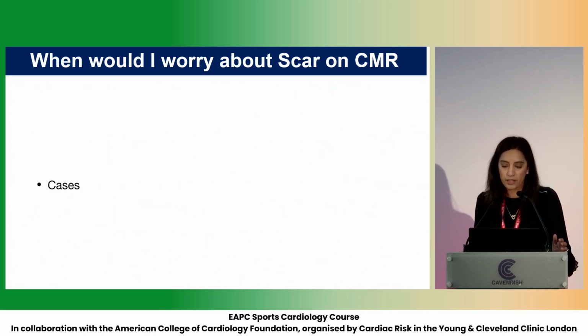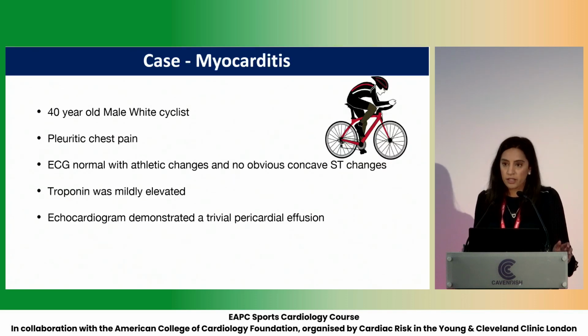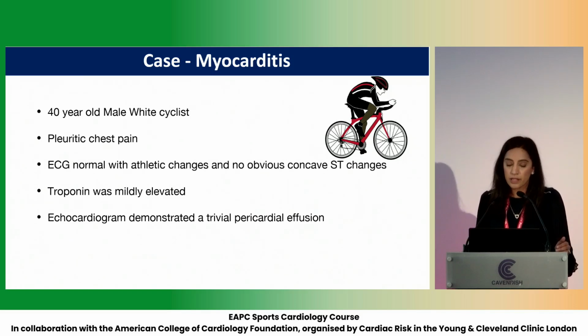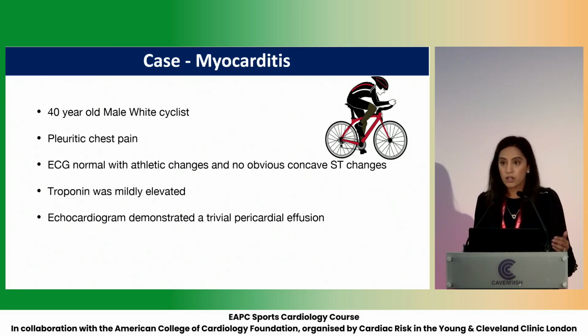So I'd like to go through a few cases with you. Myocarditis accounts for 5 to 22% of sudden cardiac deaths in the younger population, and the incidence of sudden cardiac death is even higher in the context of exercise in cases of myocarditis. So here we have a 40-year-old white male cyclist who presents with pleuritic chest pain. ECG is normal, doesn't show any concave ST changes to give us some clues. Troponin was mildly elevated, and the echo demonstrated a trivial pericardial effusion.